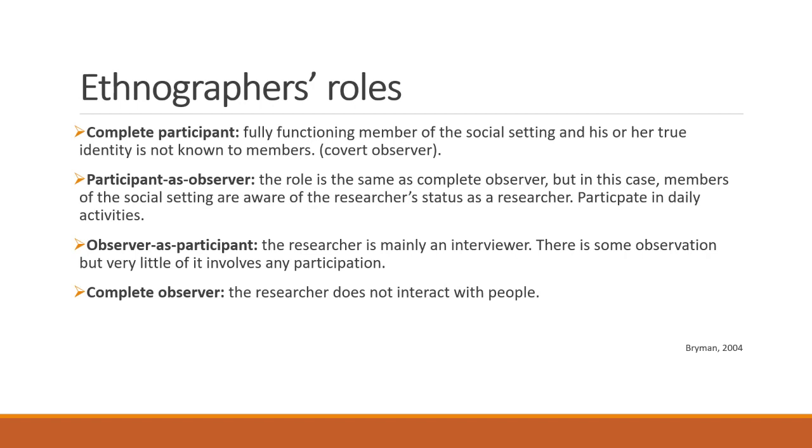First, you can be a complete participant, where you are a fully functioning member of that social setting that you've chosen, and your true identity is not known to members. So here we're saying you're like an undercover researcher. So you are a covert observer. Your identity is not known.